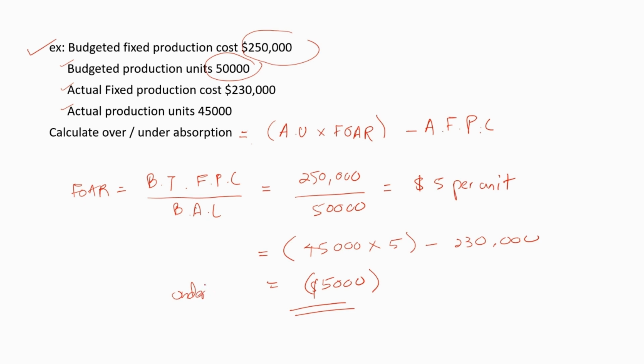So under absorption is equal to $5,000. If this is a positive value, it means it is an over absorption. Since this is a negative value, it is an under absorption. We treat under absorption as an expense, which means a negative value. If it is a positive value, we treat this as an income.